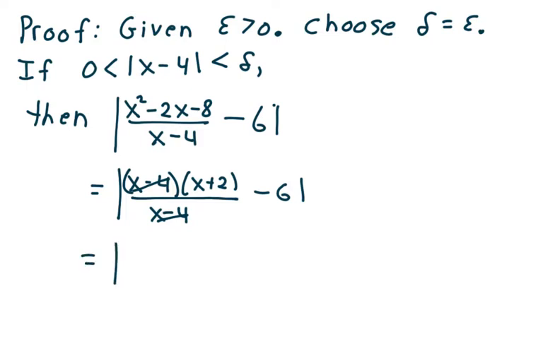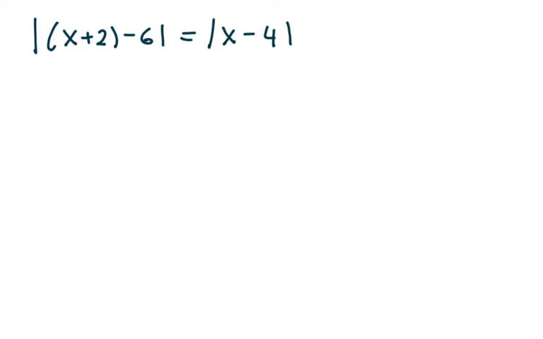And so basically I'm going through the algebra again. This is the absolute value of x plus 2 minus 6, right? And so if we go to the next page, the absolute value of x plus 2 minus 6 is the absolute value of x minus 4, which is less than delta, which is equal to epsilon.